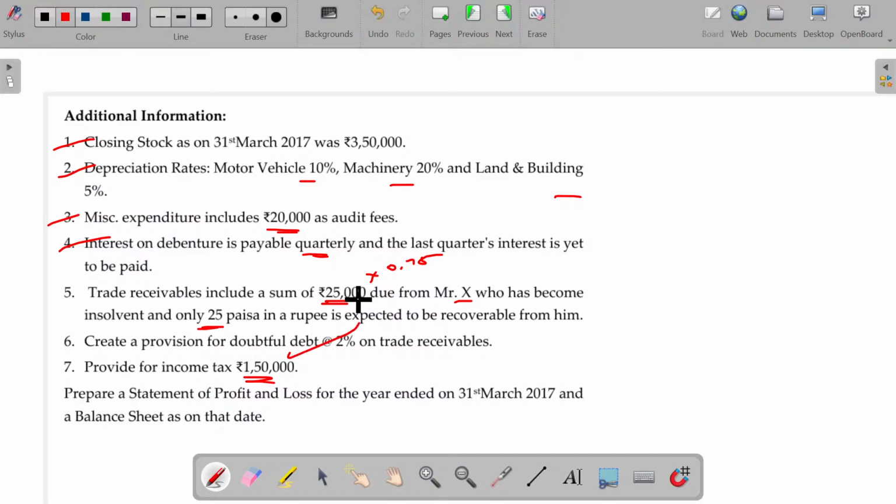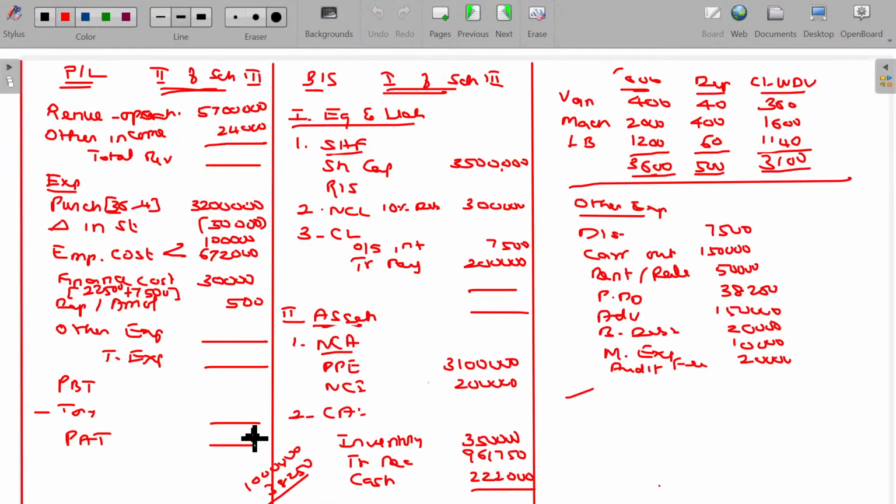Here tax provision being 1,50,000. Tax provision, and provision for taxation being a part of current liabilities. Provision for taxation 1,50,000. Finish up the P&L account first, and then you finish up the equity and liabilities. The total of other expenses, come on, tell me. 4,45,750 is the total other expenses.